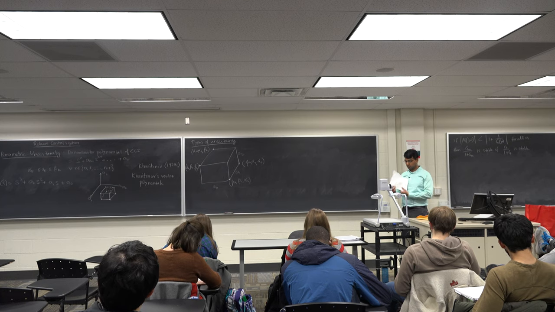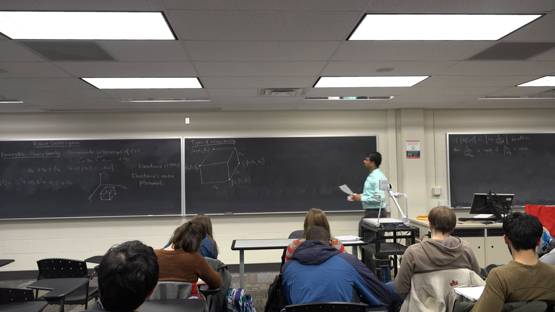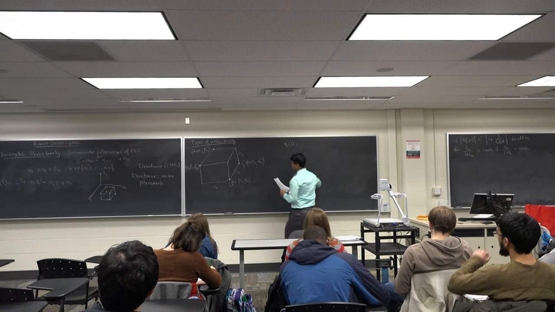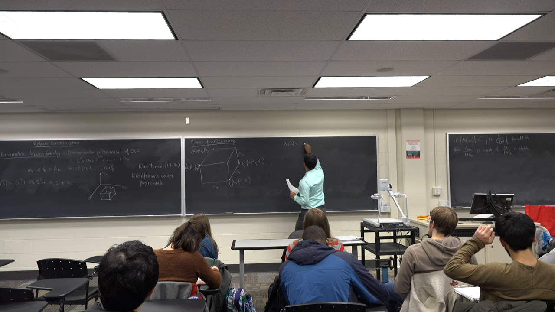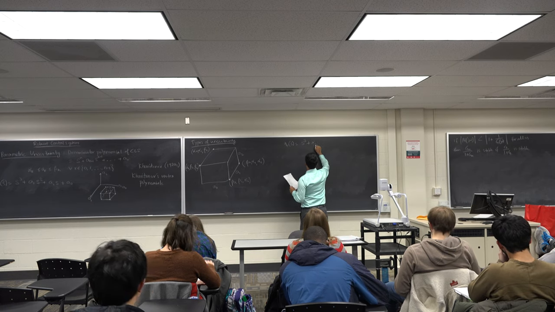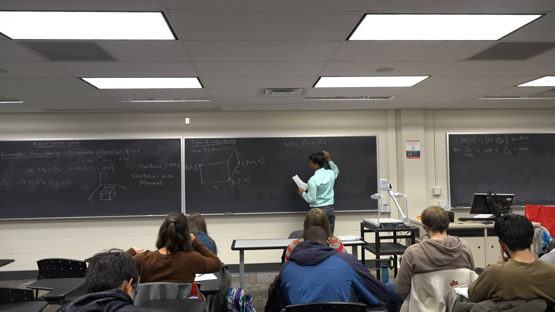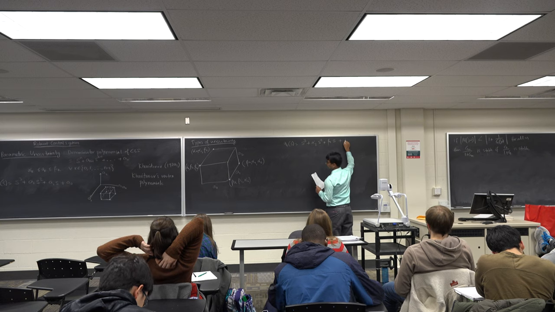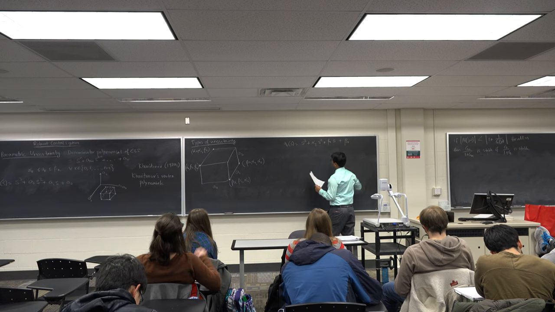So I'm going to write it out explicitly. So Q1 of S is S cubed plus alpha 2 S squared plus beta 1 S plus beta 0.